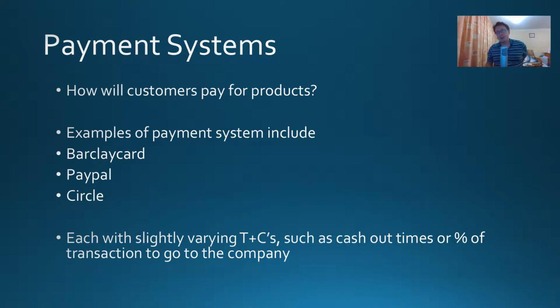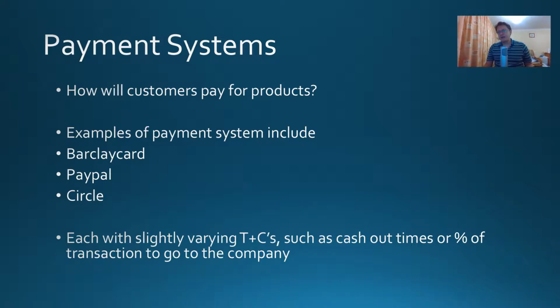Payment system is going to be very important. So how are you going to take money for your products? If you are selling stuff, most companies will want to sell something, you're going to have to think about how you will do this. So examples will include things like Barclaycard, who work with things like credit cards. I know they contain the name of Barclays, but they're not. They're a different department of it.